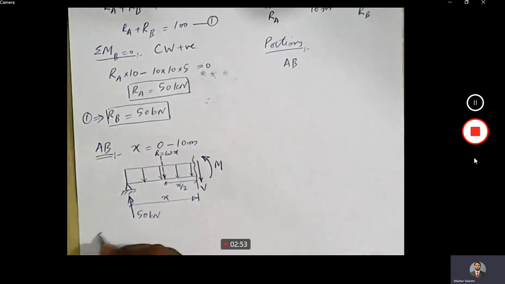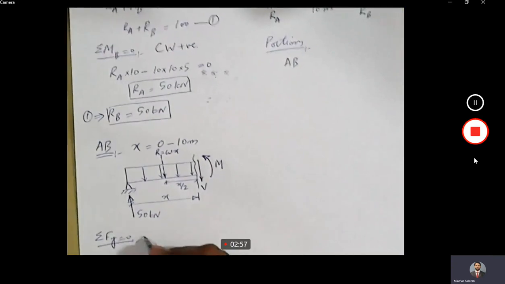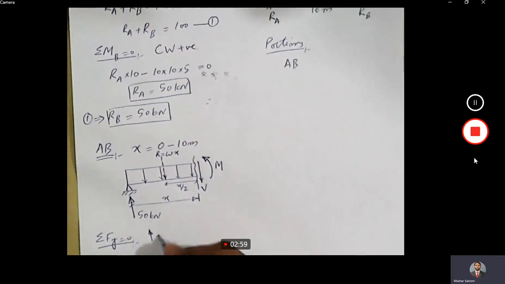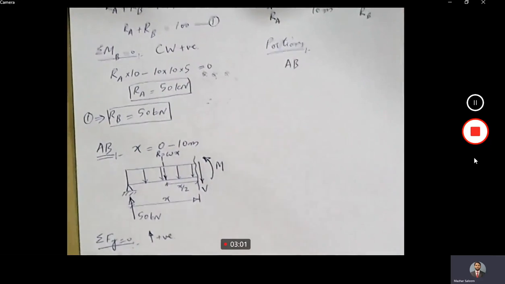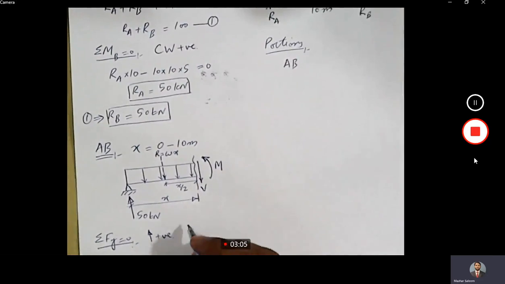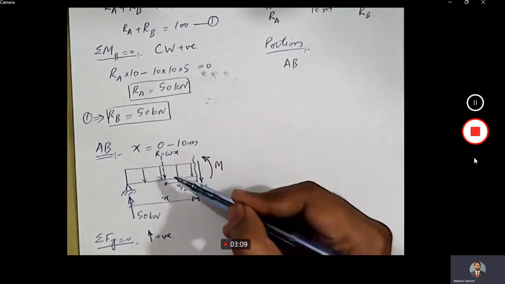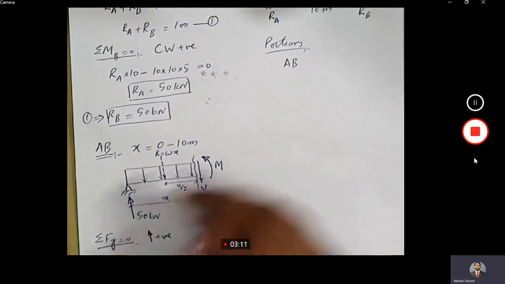Okay, so this completes the free body diagram. Now let's write down the equations for shear and bending moment. So sigma Fy equal to 0, and our convention is that we'll take upward forces as positive. Now let's write down the equation.